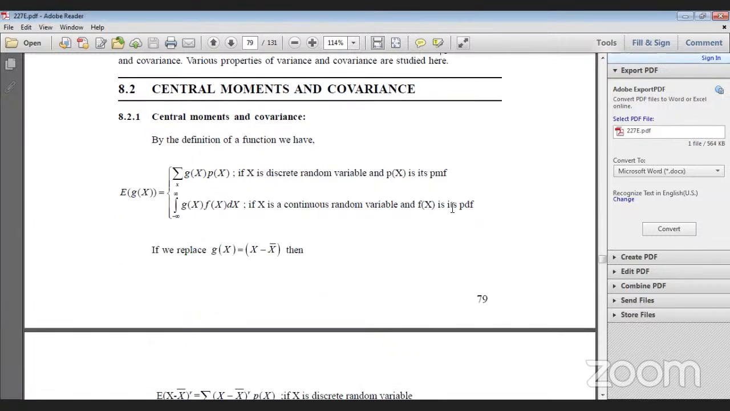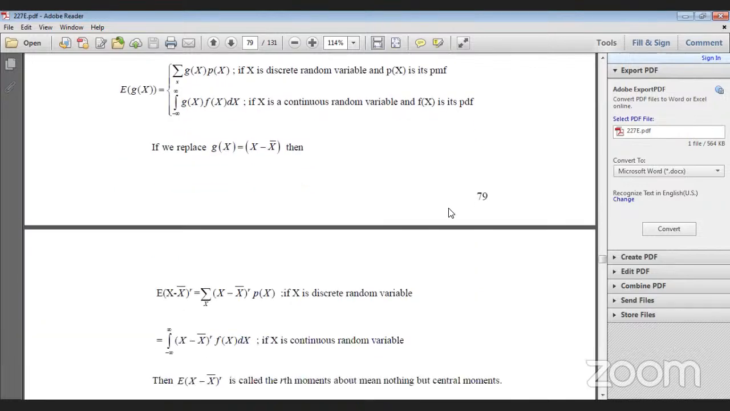So we replace g of x with x minus x bar. Therefore, the summation of x minus x bar whole power r times p of x, if x is a discrete random variable. And the integration from minus infinity to infinity of x minus x bar whole power r times f of x dx, if x is a continuous random variable.